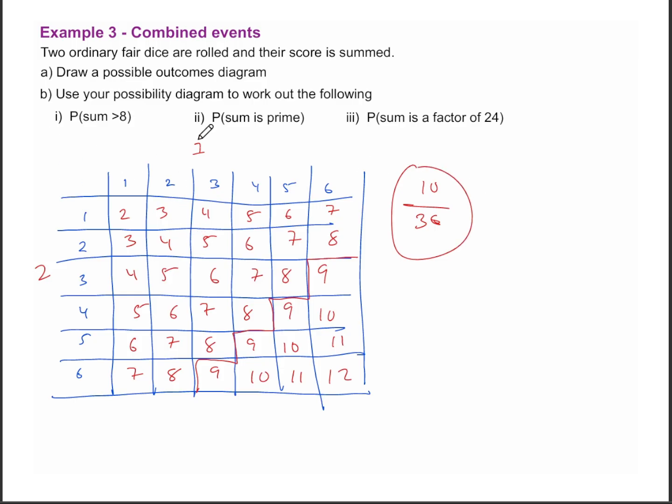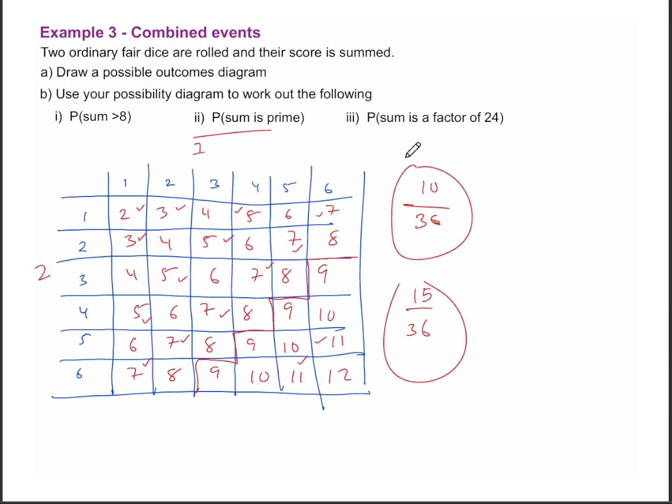Then in the second one, we are told to find the probability that the sum is a prime number. Now what are the prime numbers? We have 2, we have 3, we have 5, we have 7, and we have 11. In total, we have 1, 2, 3, 4, 5, 6, 7, 8, 9, 10, 11, 12, 13, 14, and 15. So 15 out of the 36 outcomes have a sum that is a prime number.